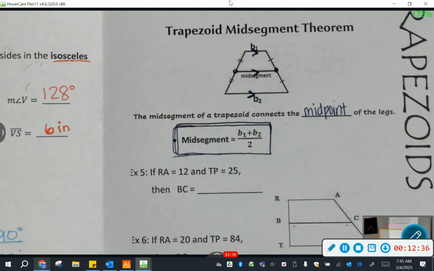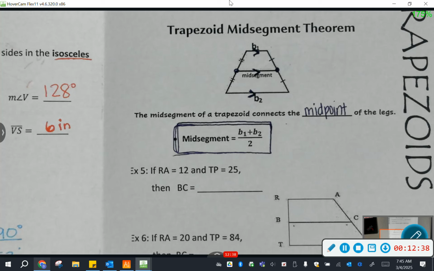Thank you, Alexa. Add your bases together, hey Hayden, and divide by 2.